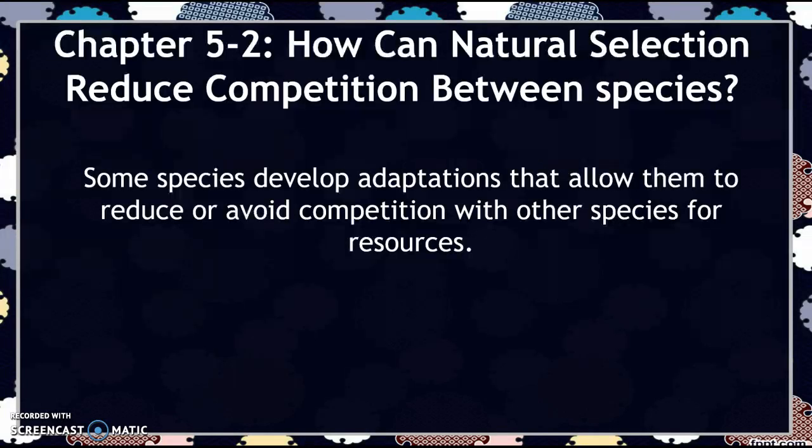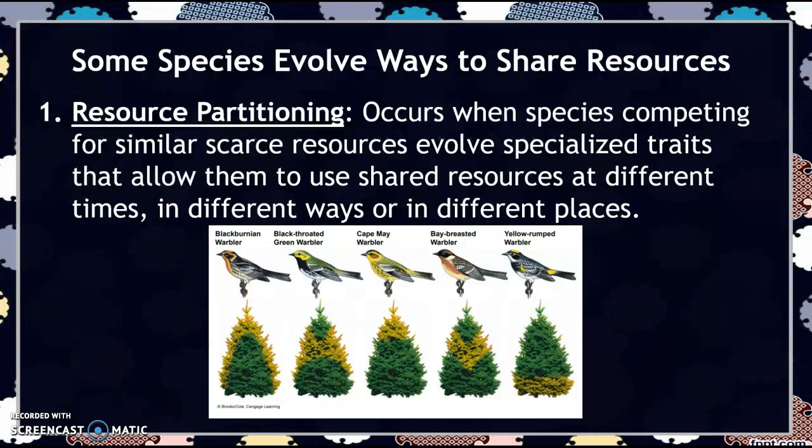Some species develop adaptations that allow them to reduce or avoid competition with other species for resources. So the main topic of this section is resource partitioning. And resource partitioning occurs when species competing for a similar scarce resource evolve specialized traits that allow them to use shared resources at different times, in different ways, or in different places.